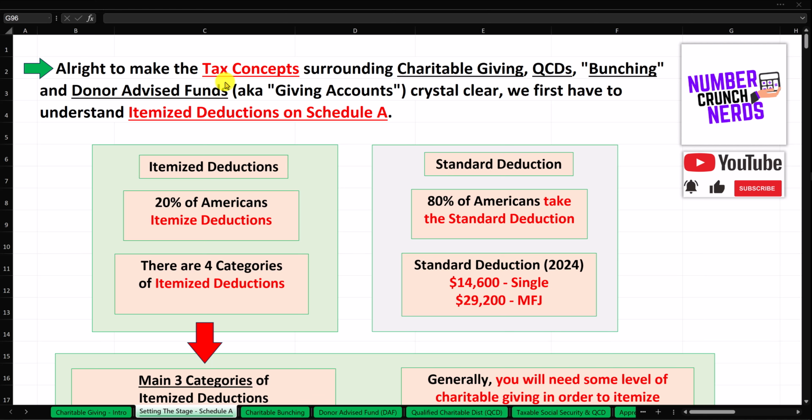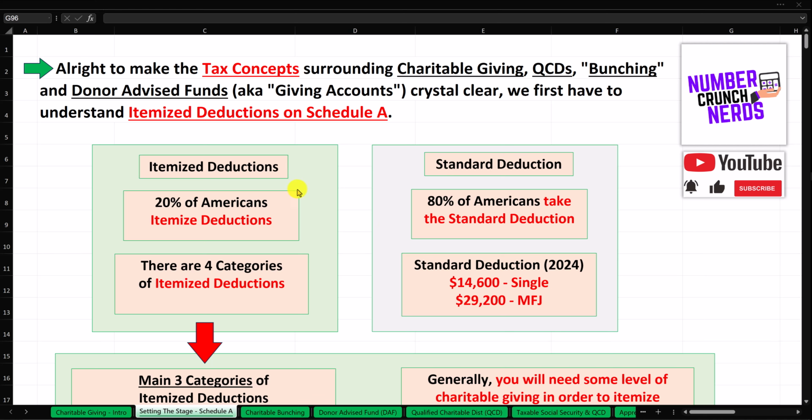Alright, to make the tax concepts surrounding charitable giving, QCDs, bunching, and donor-advised funds, aka giving accounts, crystal clear, we first have to understand itemized deductions on Schedule A. So right here I have a little comparison of itemized deductions versus the standard deduction. Now about 20% of Americans currently itemize deductions, and about 80% of Americans currently take the standard deduction.